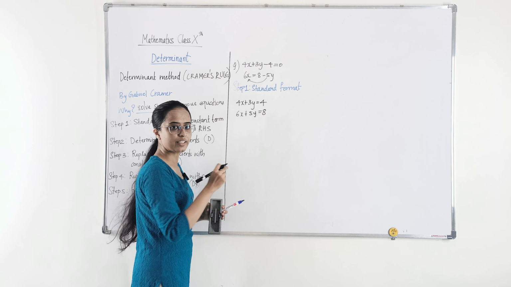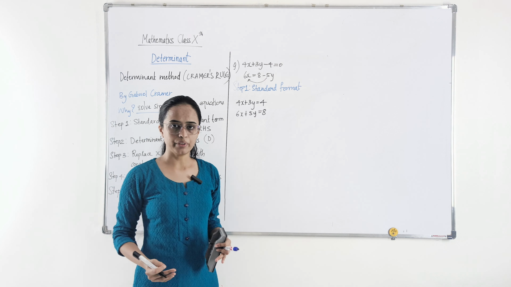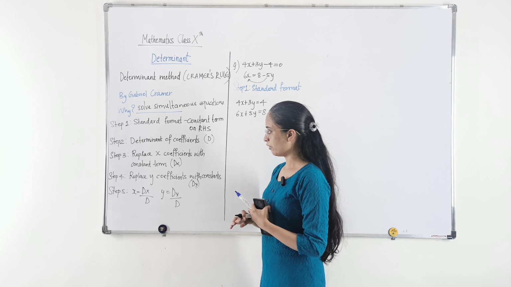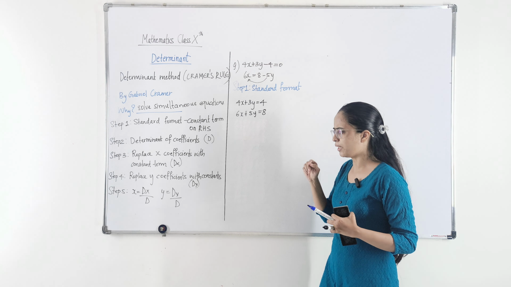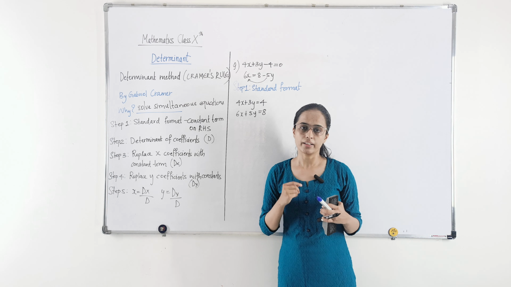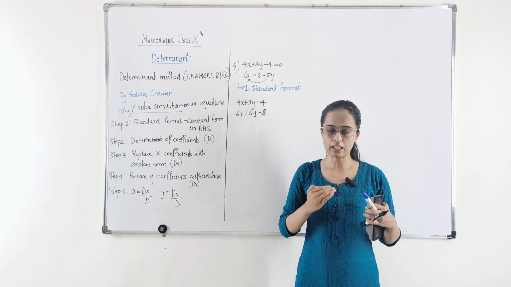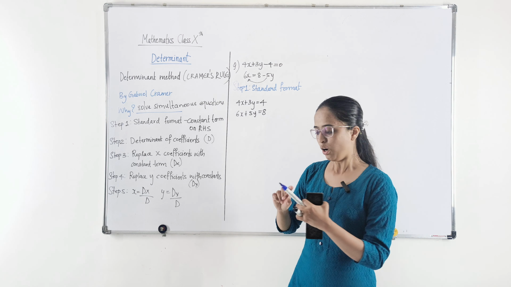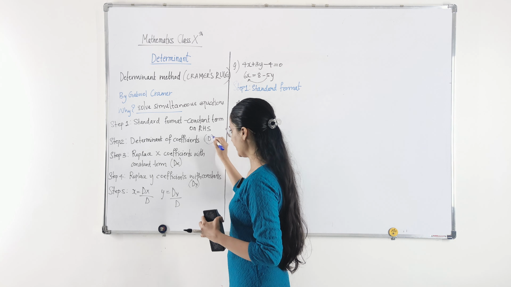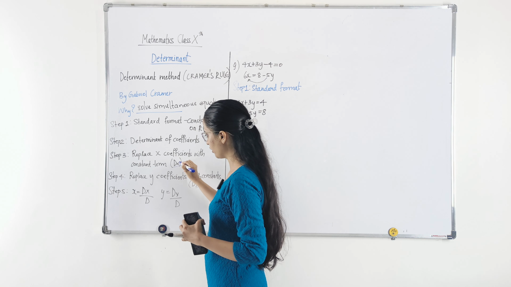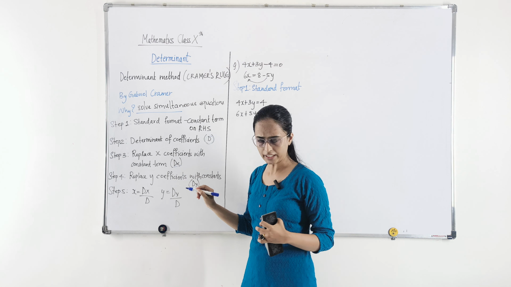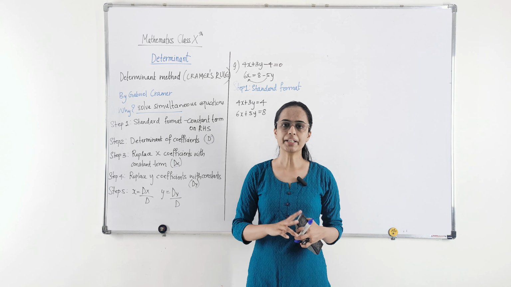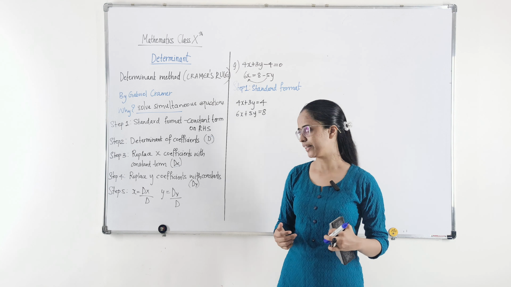Now, if you see and compare this, these two are the equations which are of the form ax plus by equals c. Now, let's move on to step number 2. The next 3 steps are basically where you would be getting 3 different determinants. One is denoted by letter D, the second is denoted by Dx, and the other one is Dy.